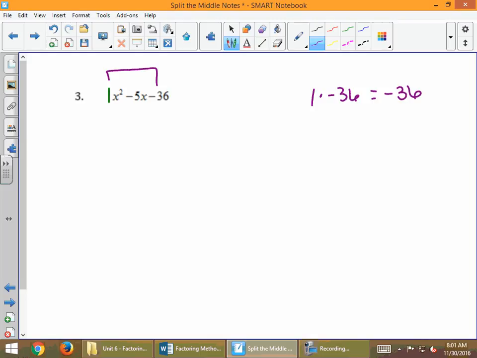So then write down all the numbers that multiply to give us 36. What are the numbers that multiply to give us 36? We always start with 1. 1 and 36. What else multiplies? 2 and 18, 3 and 12, 4 and 9. Any other ones work?